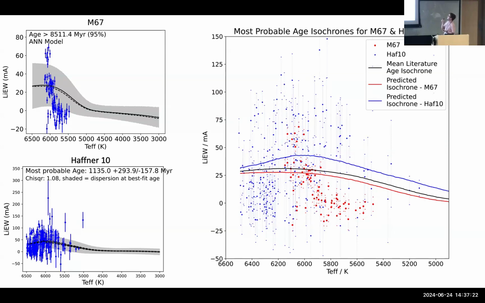We've got our blue isochrone there predicted for Hafner 10, our red predicted for M67, and in between is the actual literature age, what the predicted isochrone should look like. Those low lithium objects for M67 dragging the isochrone down, and the opposite is true for Hafner 10 now.